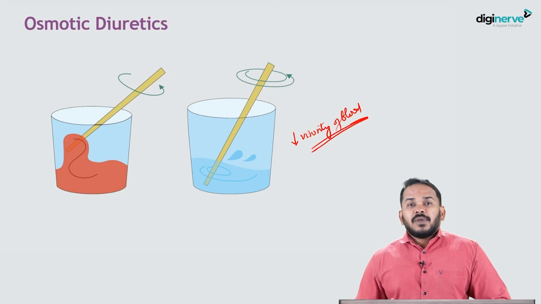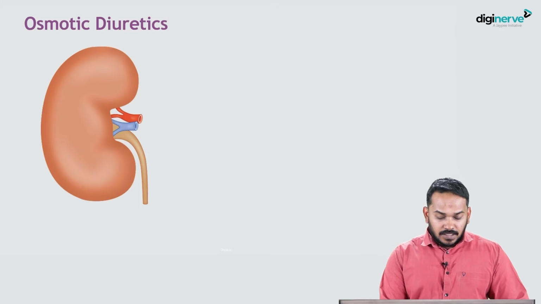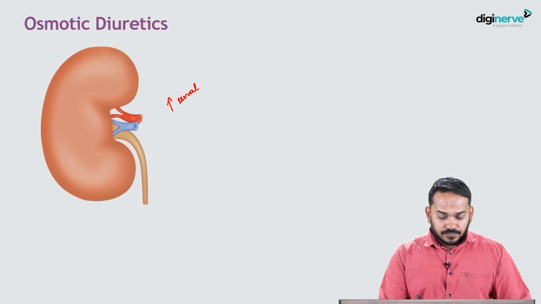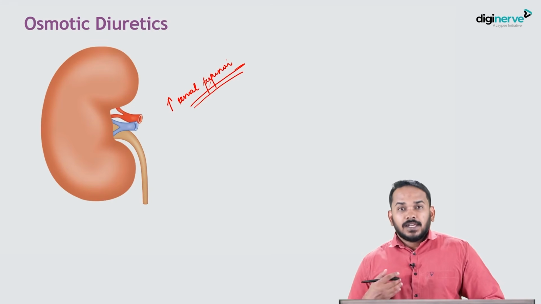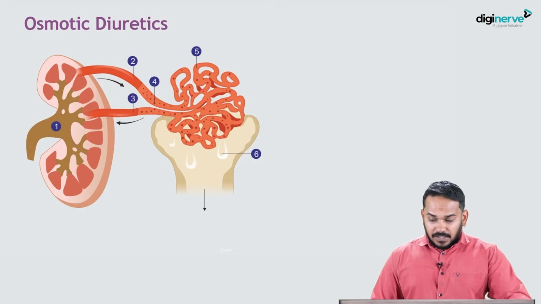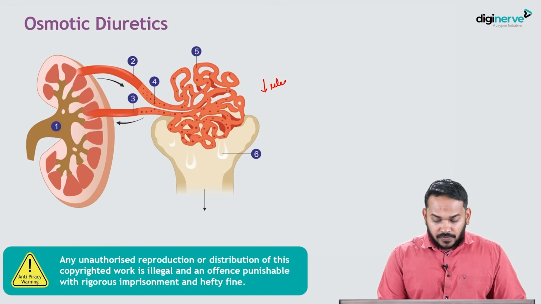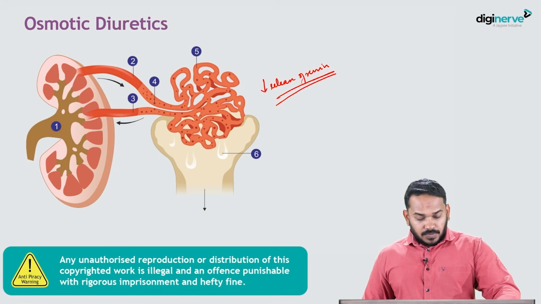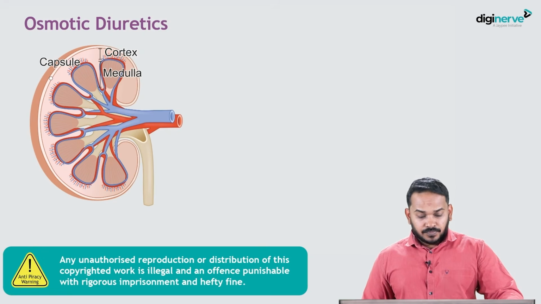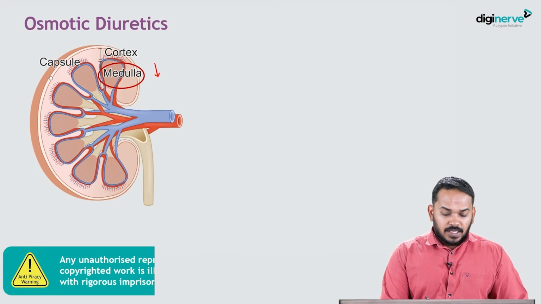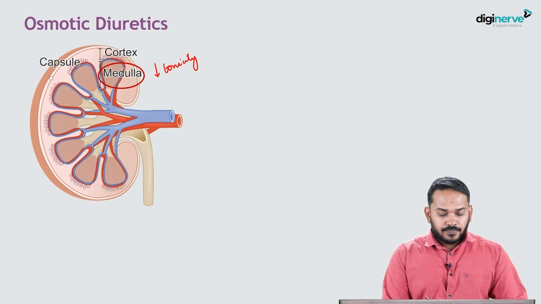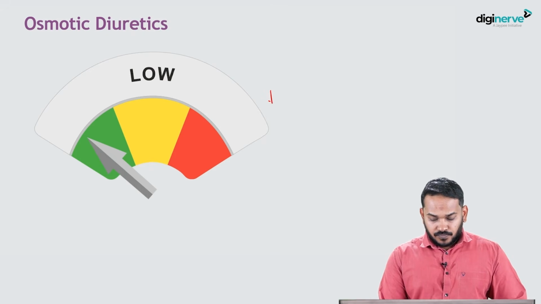When the viscosity of blood is reduced, this will increase the renal perfusion. And when the perfusion to the kidneys is increased, this will reduce the release of renin, and it will also reduce the tonicity in the medulla. Reduce medullary tonicity.